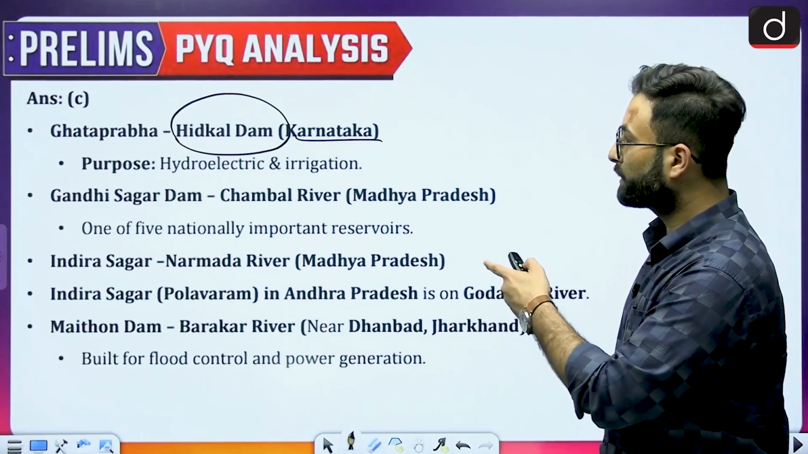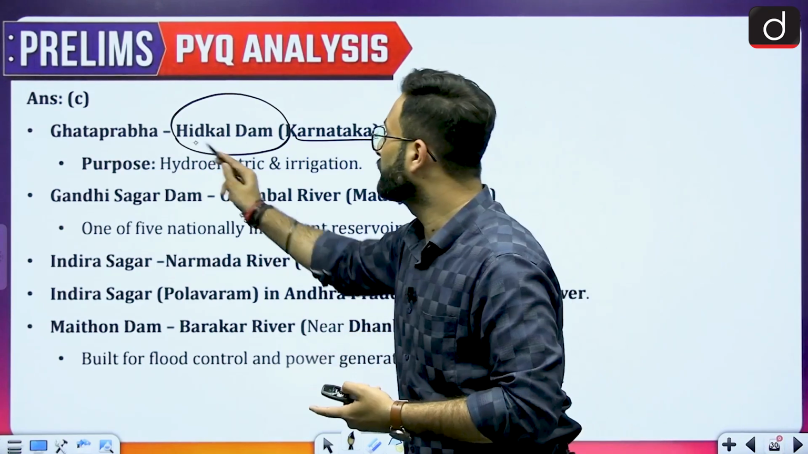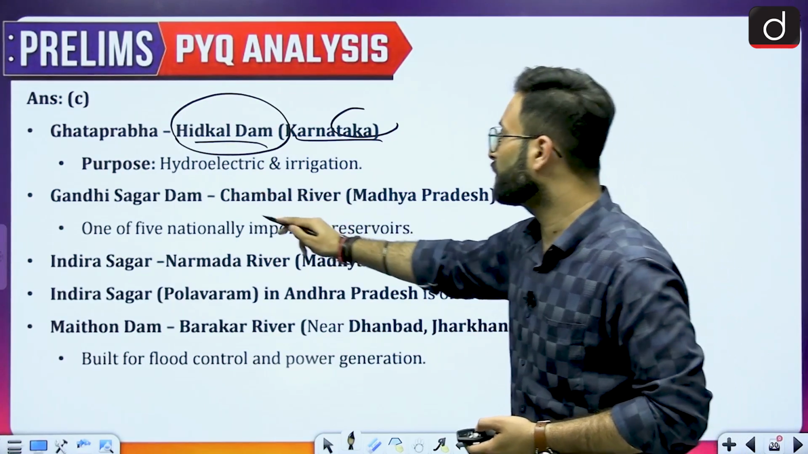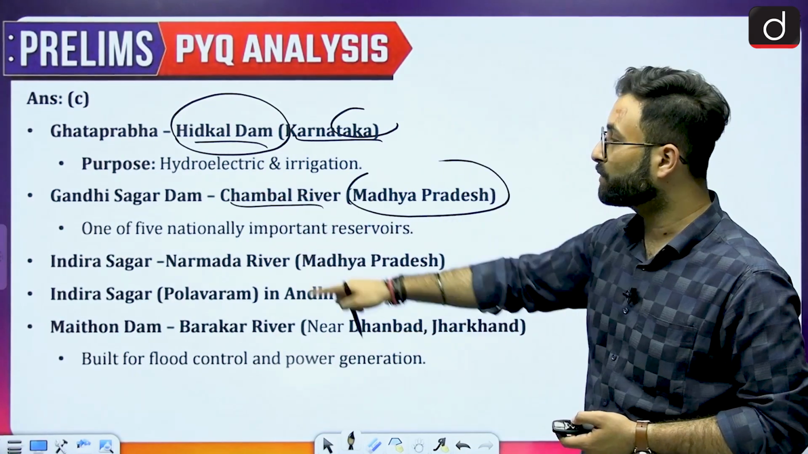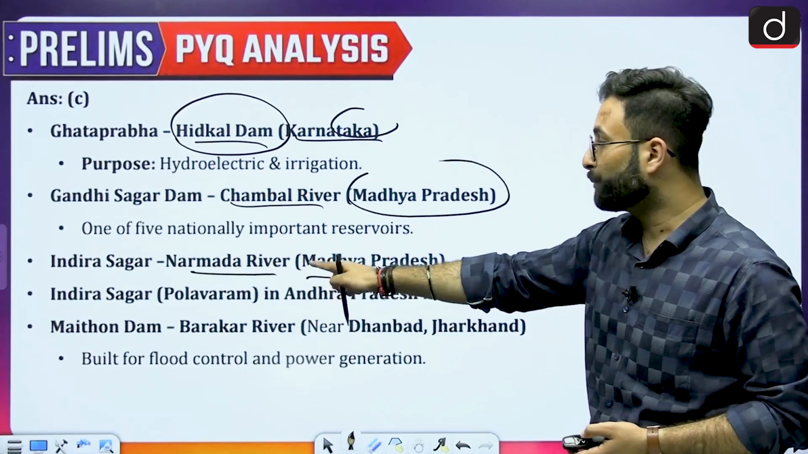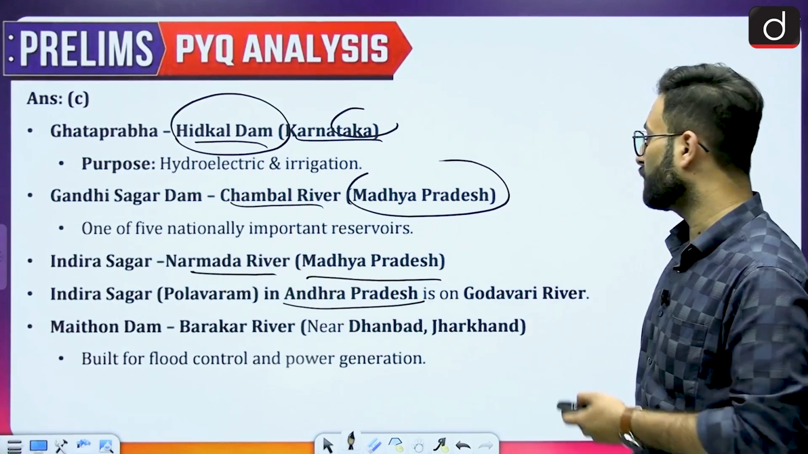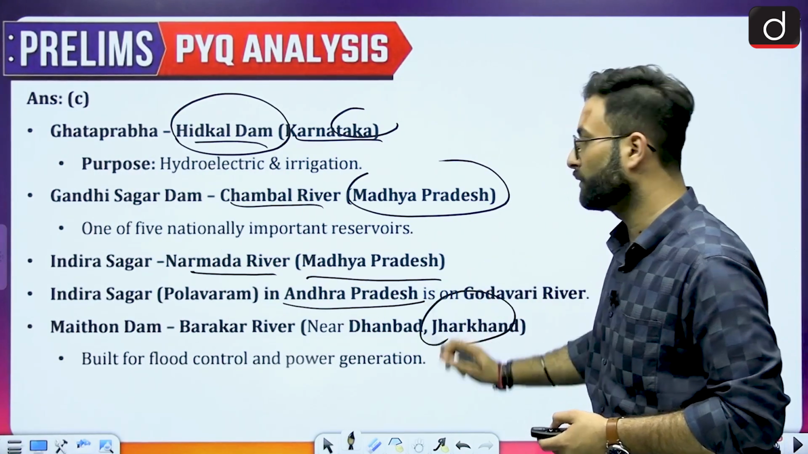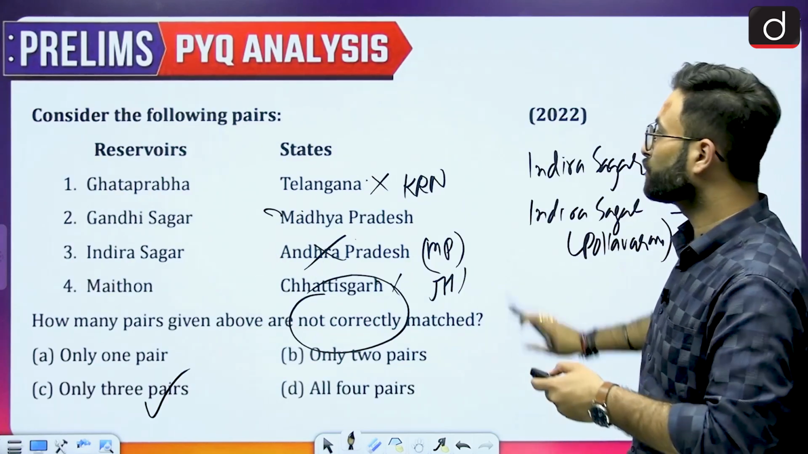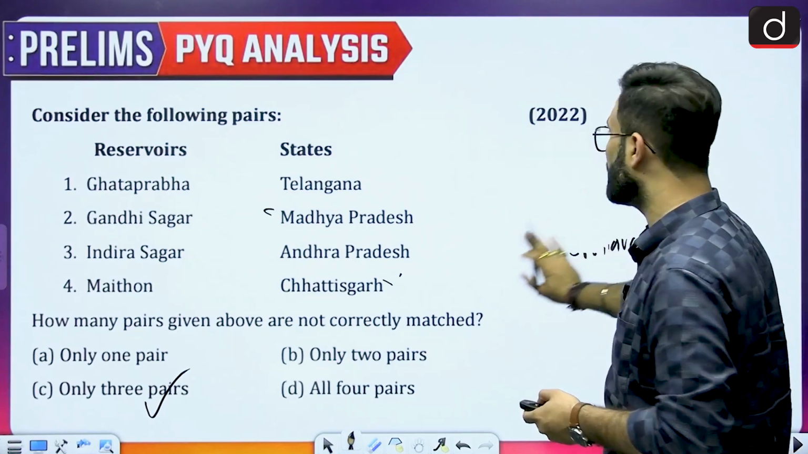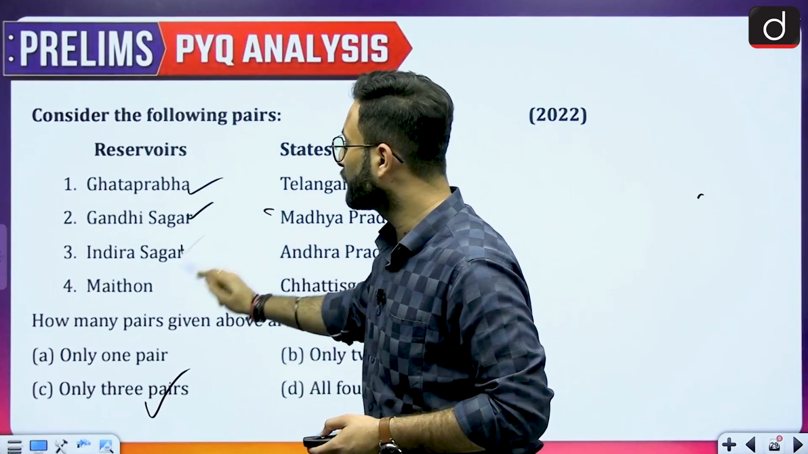Now here you can see Ghat Prabha, that is Hidkal Dam, that is in Karnataka. Gandhi Sagar Dam, that is on the Chambal River, that is there in Madhya Pradesh. Coming to the next one, Indira Sagar, that is on the Narmada River, Madhya Pradesh. Indira Sagar Polavaram, that is there in Andhra Pradesh on the Godavari River, and Methone, that is Barakar Lake, that is in Jharkhand. I hope that is clear. Again go through this, that would be your important thing. The learning from this question is that you know about all 4 reservoirs.